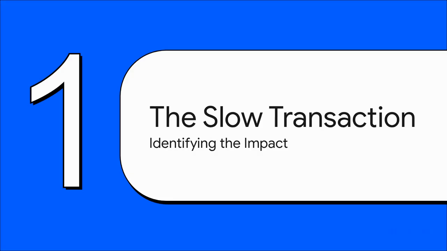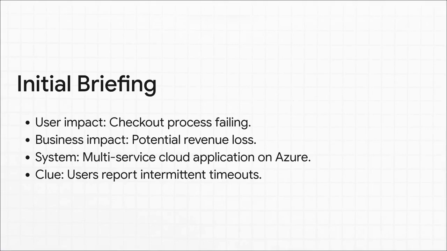Okay, so just like any good detective, our first move is to assess the crime scene. We've got to understand the blast radius of this thing. What's the actual impact? Who's being affected? And just how bad is it? So, here's the rundown. The checkout process is failing for users, which of course is a direct hit to revenue. The system itself is a modern multi-service application running on Azure. But here's the first real clue, the thing that makes it tricky. Users are reporting that the timeouts are intermittent. And as we all know, intermittent issues are the absolute worst ones to hunt down.